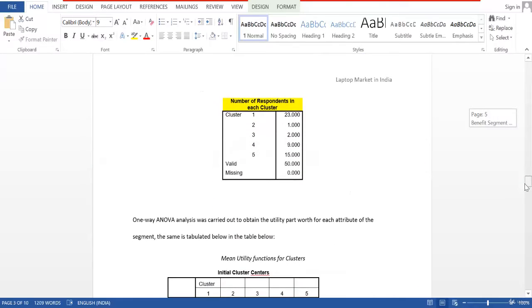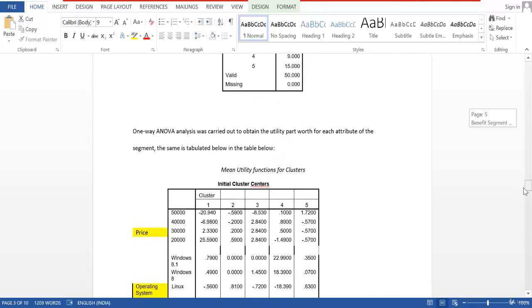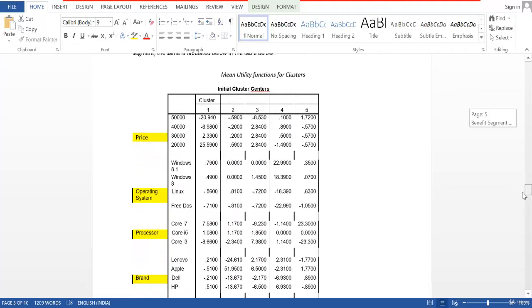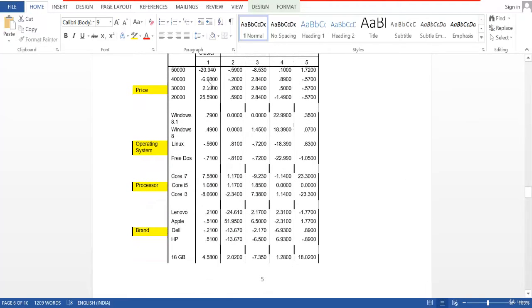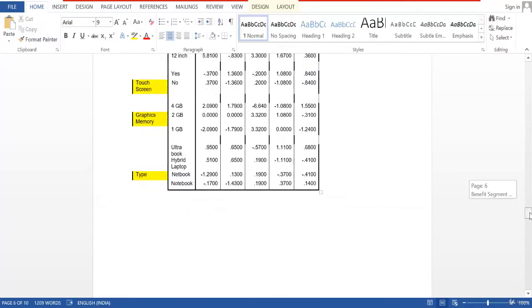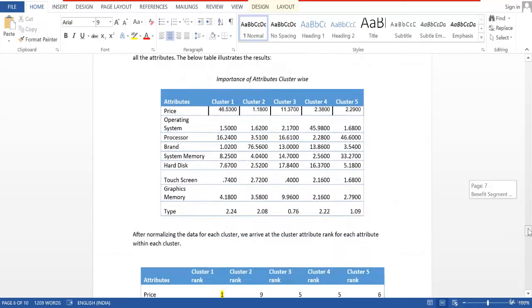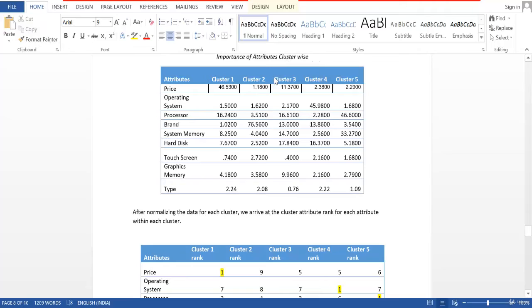Next, we decide the number of clusters we want my respondents to be clusterized or segmentized into. So you see, I have formed here 5 clusters, and for each cluster I'm trying to see what the mean utility or importance value is. You see, for price we have different importance values for operating system, for processor, for brand and RAM and so on. So for each cluster I'm trying to see what the importance is, and then I segment this under importance of attribute cluster-wise. With respect to each cluster, I'm trying to see what is the importance of price, what is the importance of operating system, and so on.